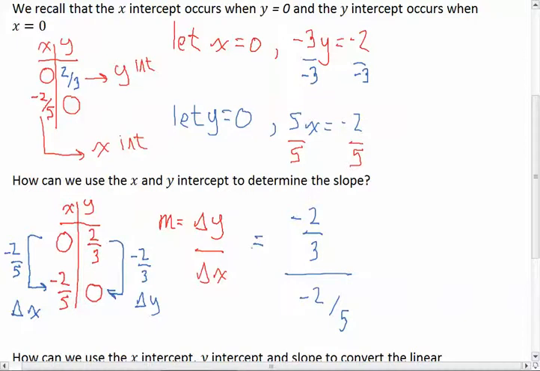Okay, so we got our division here. Now remember, how we divide fractions is your numerator stays the same, and you multiply by the reciprocal of your denominator. So the reciprocal of your denominator is negative 5 over 2. And the nice thing about multiplying fractions, tops multiply tops, bottoms multiply bottoms. So I get 10 over 6. And this will simplify to 5 over 3.